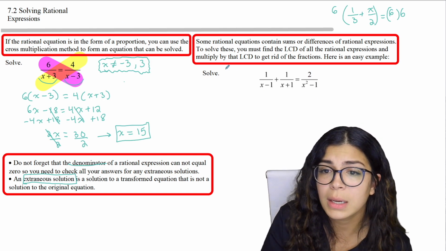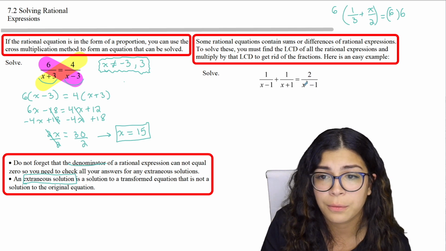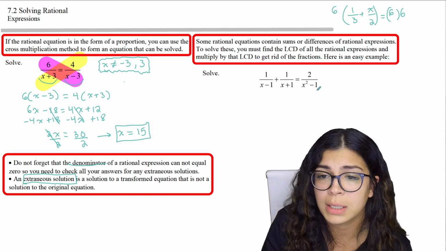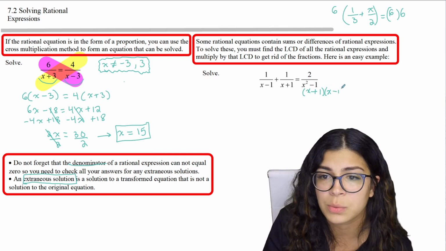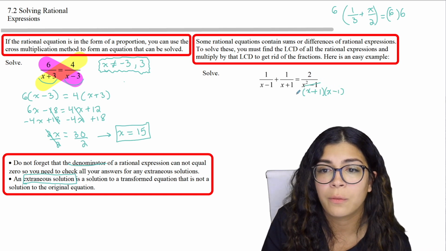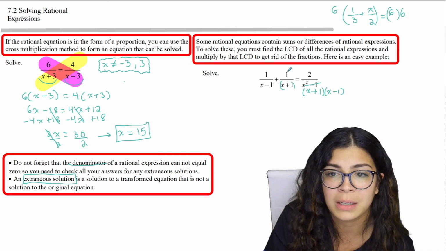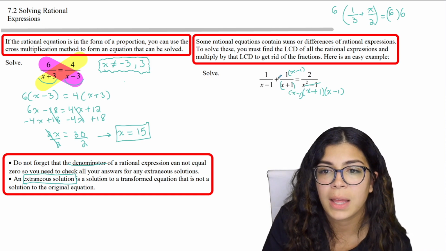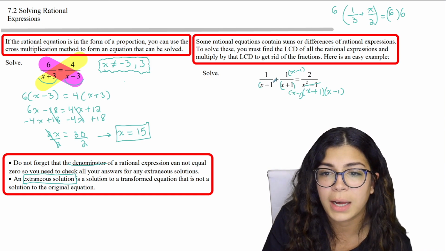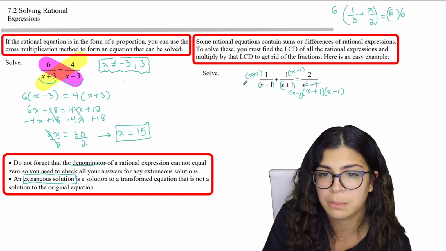Now, in this case, the denominator of this fraction is x squared minus 1, which is the difference of squares. So this actually factors into x plus 1 times x minus 1. So the factor here is x plus 1. So I'm only missing x minus 1. So I'm going to multiply top and bottom by x minus 1. And then in here, we have the factor x minus 1. So I'm only missing the factor of x plus 1.